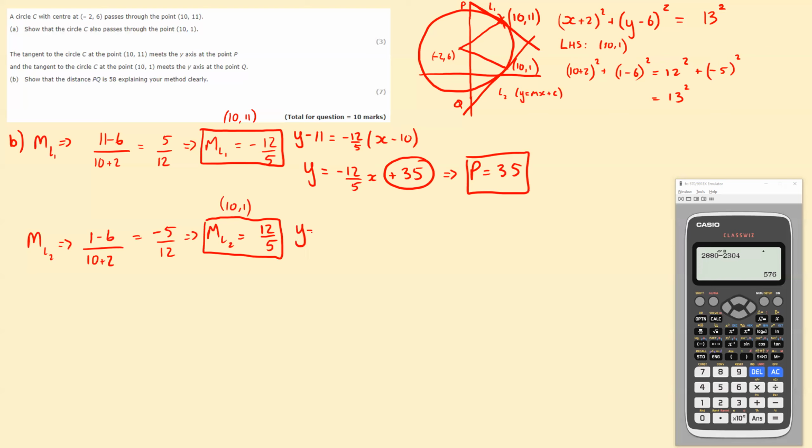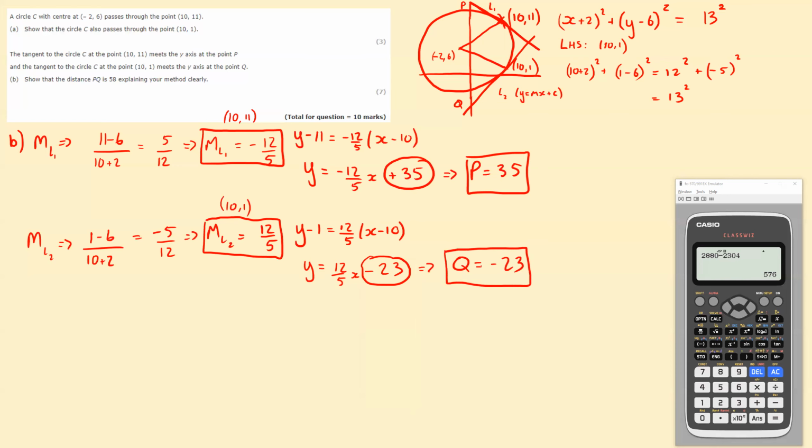For the second one, I've got y minus 1 is equal to 12 over 5 times x minus 10. From here, same again, we're just wanting to rearrange this. So y equals 12 over 5 x, and this time it's going to be minus 24 because it's a minus and a positive, and then I want to add 1. So minus 24 plus 1 gives me minus 23, and this number again is the bit that's important for me. So just stick that in a circle. That implies that q is equal to negative 23.